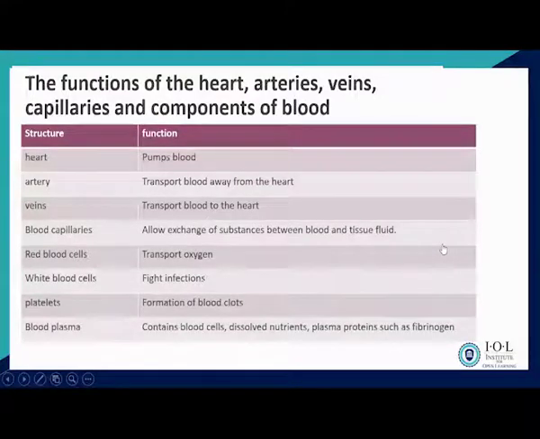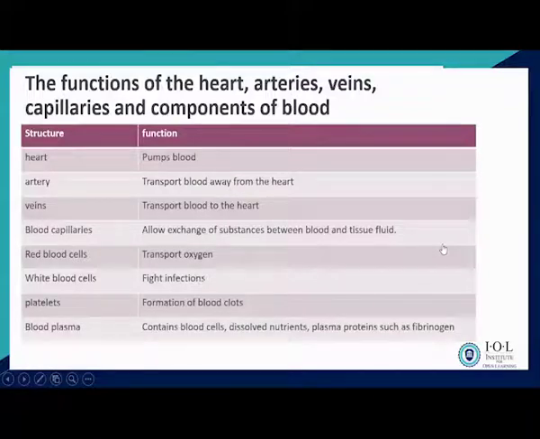Then we have the red blood cells. These red blood cells contain hemoglobin. Hemoglobin binds with oxygen, and that allows the transportation of oxygen from the lungs to the tissues that will need it. The white blood cells in common fight infections, but definitely you can't really give this function for, say, lymphocytes or neutrophils. That is a specific name, so you have to give that specific function.